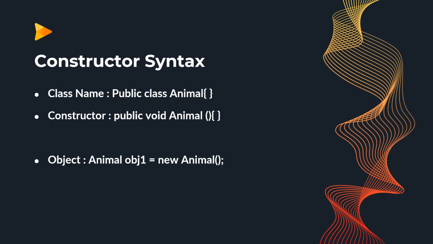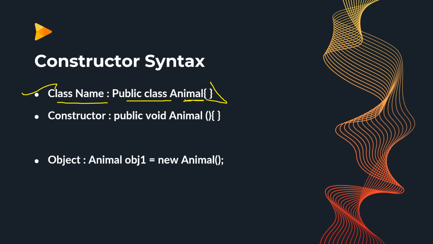Now we are going to see the constructor syntax. How can we create a constructor? So this is the syntax. First of all, we have a class name, and the class is public class Animal. So Animal is our class name and we have given these curly braces.